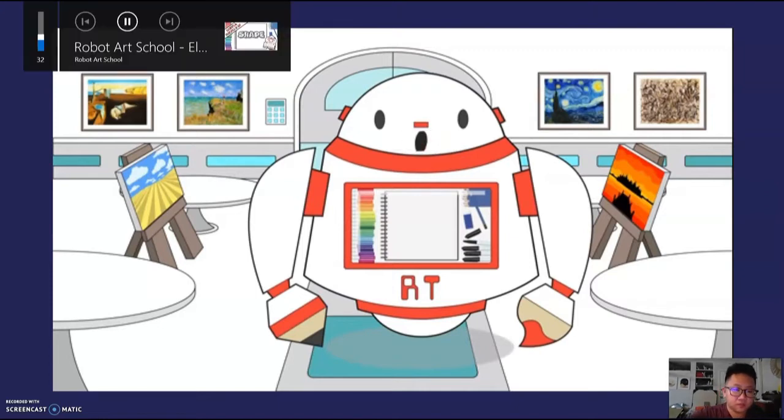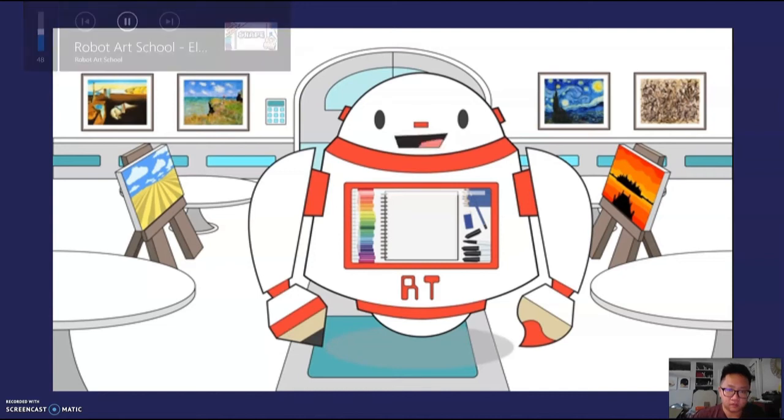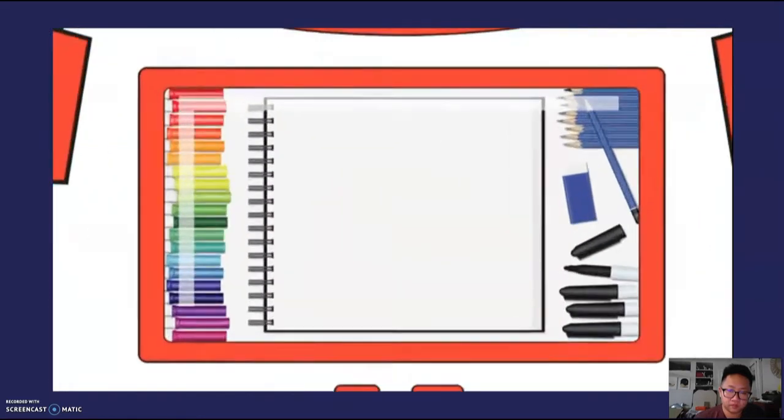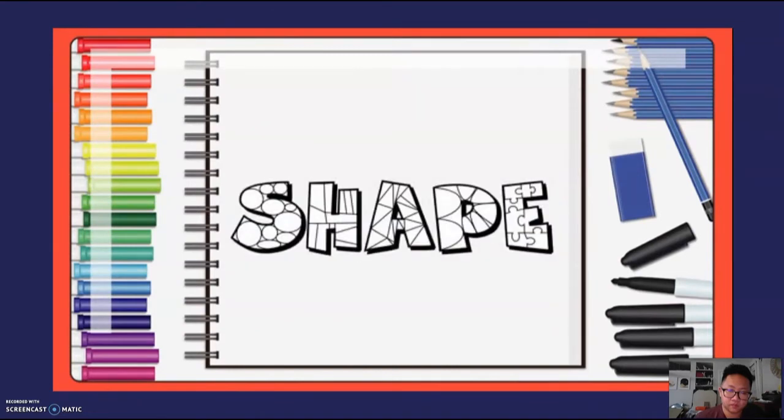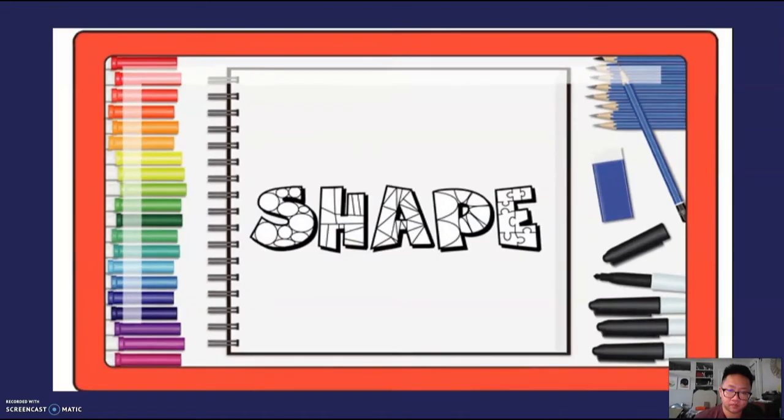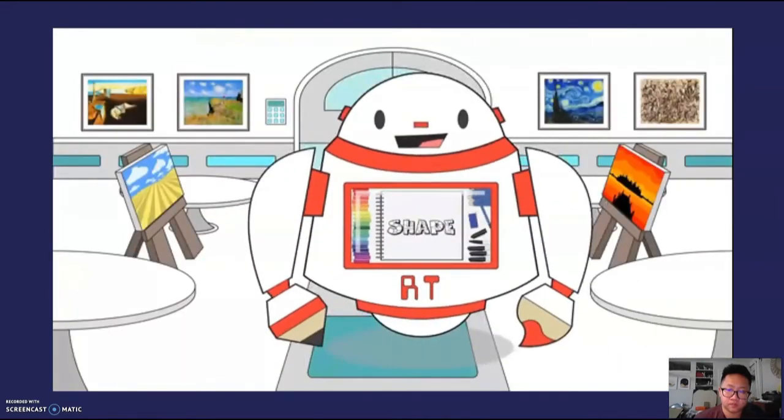Welcome to Robot Art School. I am your robot teacher, but you can call me RT. My creators have programmed me to teach you art. In this lesson, we are going to learn how to use the element of shape. So grab your art supplies and let's get started.